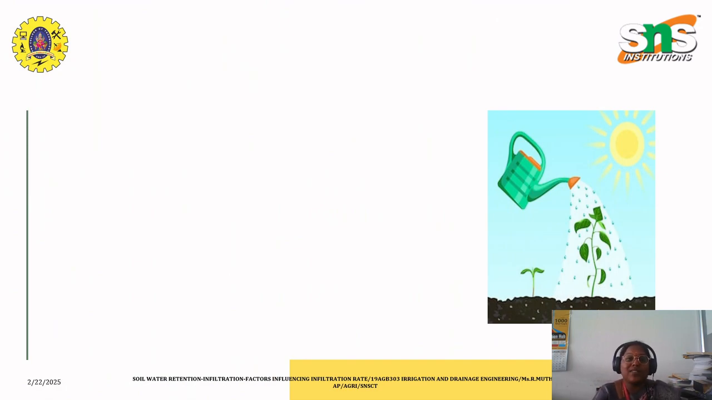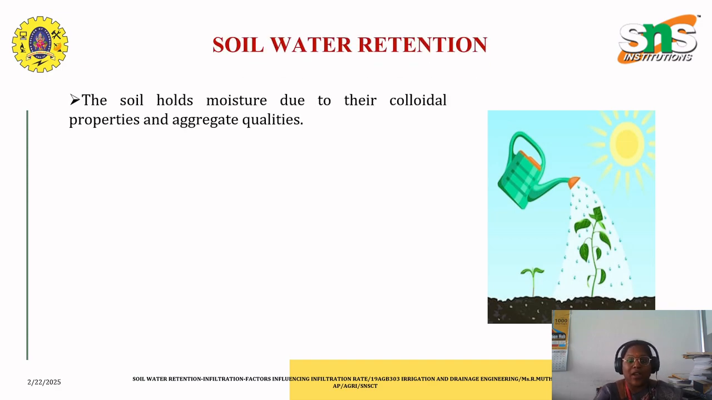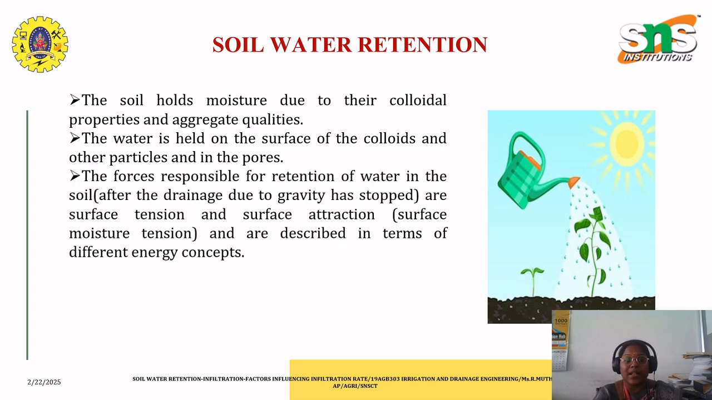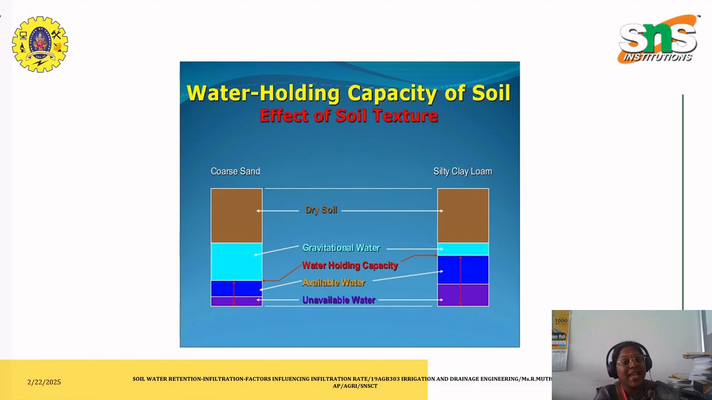We have seen what is soil water retention. Soil water retention is nothing but the water holding capacity of the soil whenever the water is applied. So this soil water retention is due to forces which hold water on the surface of the colloids and other particles and the pores. The forces responsible for surface retention of water, after the drainage due to gravity has stopped, are surface tension and surface attraction. So this force is called suction.